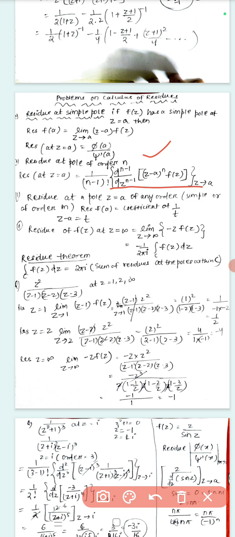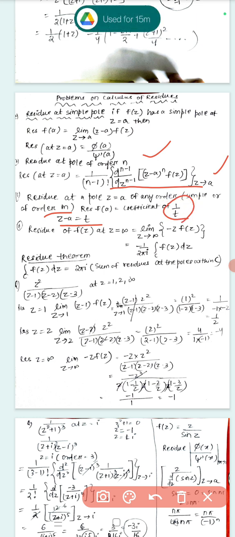1 by (n minus 1) factorial, d to the power n minus 1 by dz to the power n minus 1, of (z minus a) to the power n f of z. By taking the derivative, put a in place of z. This formula you have to remember. Then the residue at a pole z equal to a of order m, where m means the negative pole: there you have to take z minus a equal to t, and the coefficient of 1 by t will be the residue.